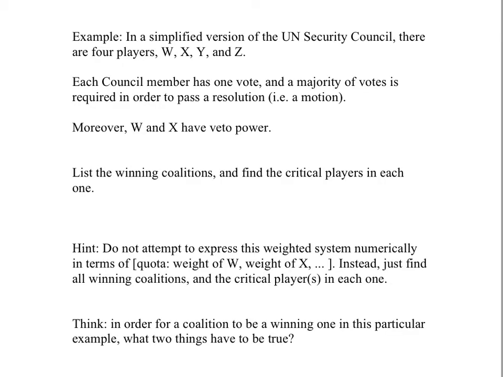Last time we were looking at a weighted voting system defined not by numerical quota and weights explicitly, but rather by a certain verbal description. This was a simplified version of the UN Security Council in which there were 4 players, that is, 4 member nations, W, X, Y, and Z. On the one hand, each council member has 1 vote, and a majority of votes is required in order to pass a resolution. So as of then, it seems like we understand how to do this.